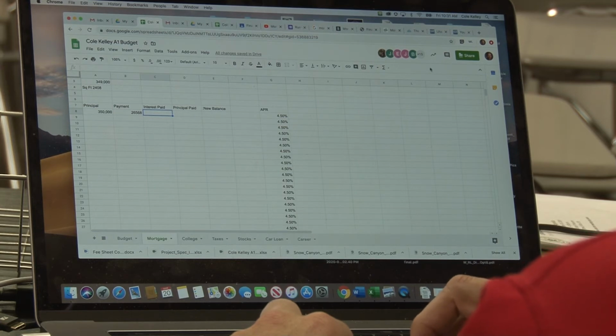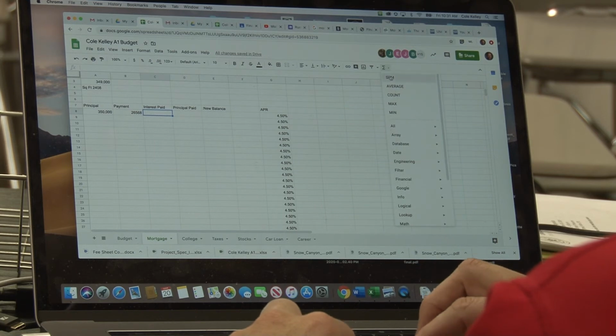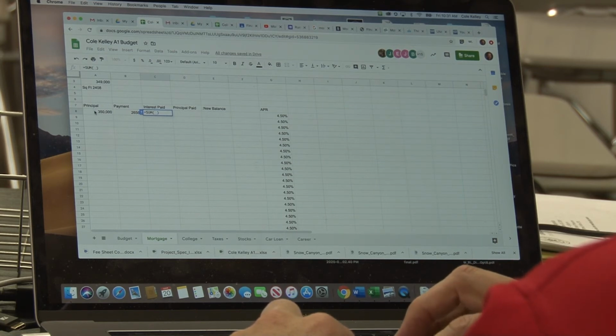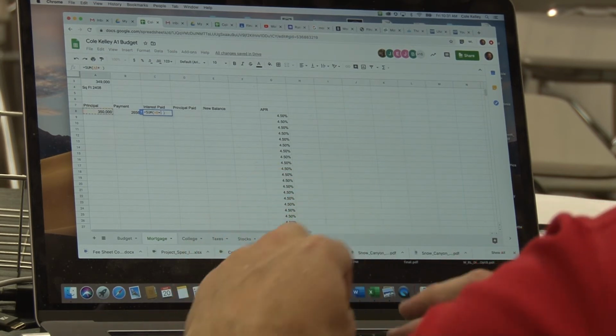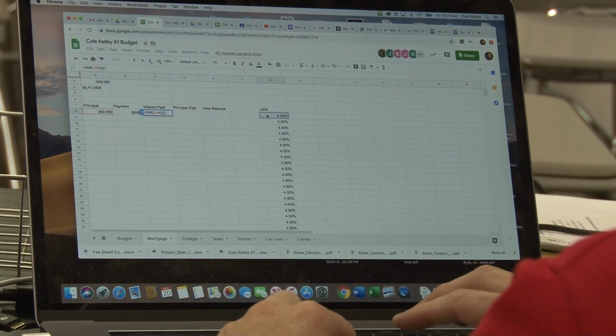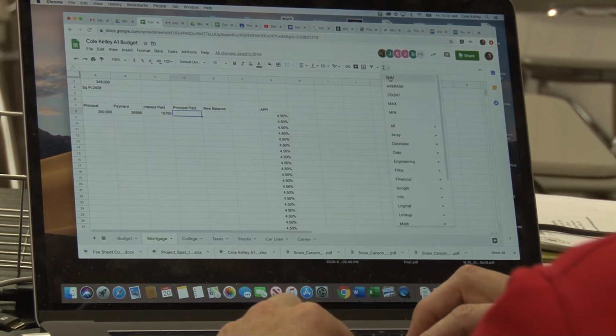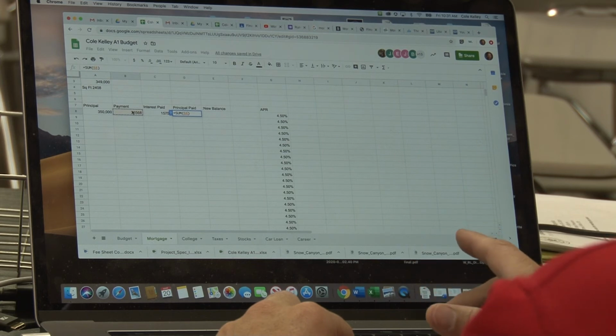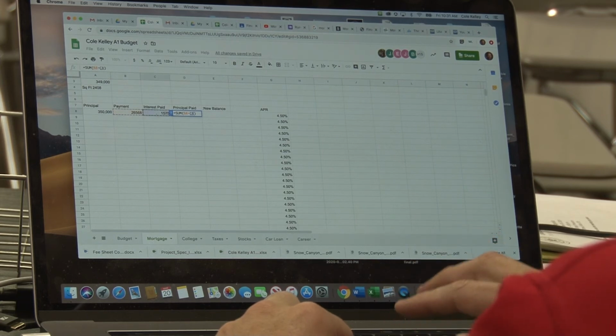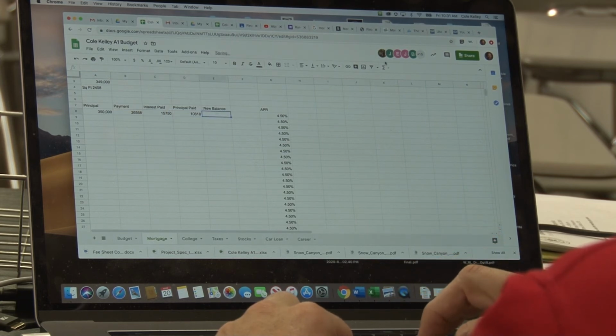The interest paid. We're going to do our fancy sum button here. We're going to go principal times APR, and that's how much interest we're going to pay. To get the amount of principal we paid, we're going to do the payment minus the interest, and our new balance is going to be the principal minus principal paid.